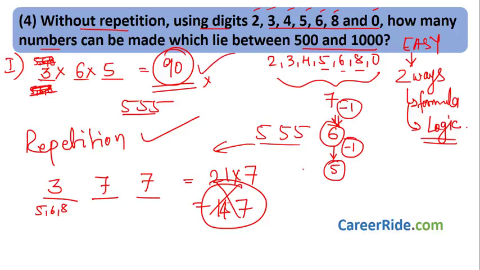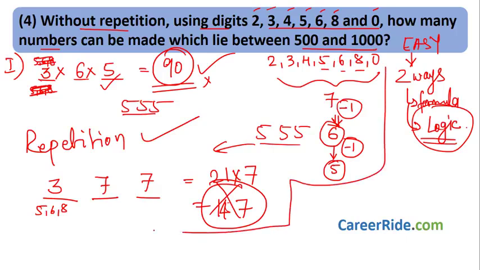So have you understood what exactly it means by repetition and how by logic we can solve such kind of sums? Now let us move on to the second method. The second method is the formula based method. It is similar, right?